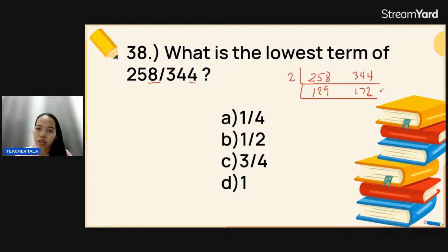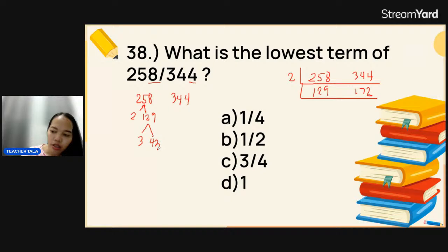With 172, what we'll do here is factor them individually, because we can't get their common prime numbers this way. Okay, so we're going to reduce them to their lowest term. Now, let's do this. This one can be divided by 2. So 129. Then 129 can be divided by 3. So that will be 43. Okay, 43 is already a prime number.